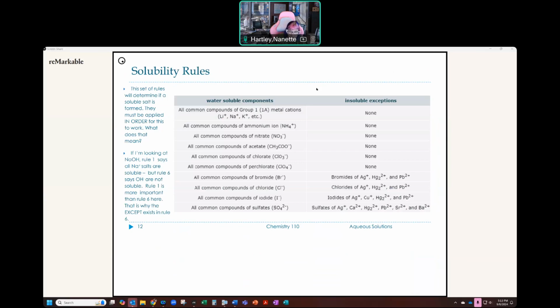If it's Hg2Br2, that's not soluble. If it's PbBr2, that's not soluble. That's what those say. Okay. And so you've got to look through that list that way. Now, if this list does not work for you, and I can guarantee that these rules as written will always work, but there are some things that it's hard to work with those for.